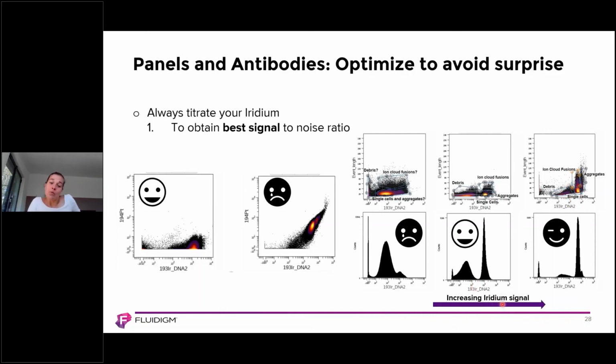The iridium is staining your nucleus, so it's the only way to see your cells. So if you use too little iridium, you will have a fusion between your debris and your cells, and it will be hard to distinguish your cells. But if you use the correct concentration, you will be able to see your debris, your cells, and also your doublets. So it's something really, really crucial.